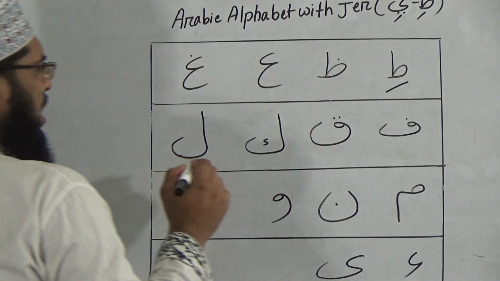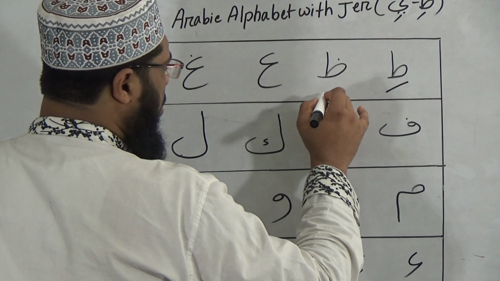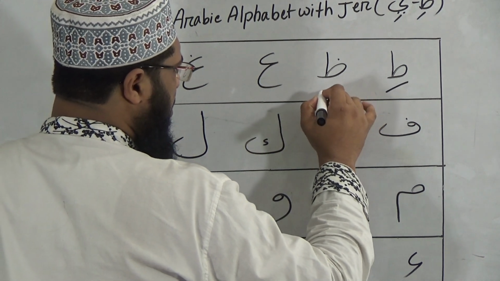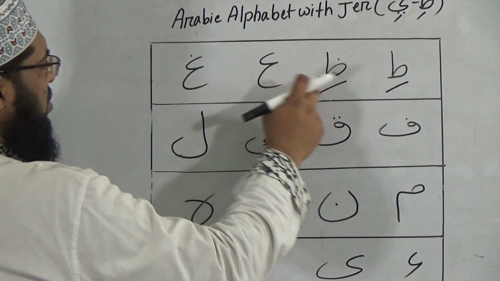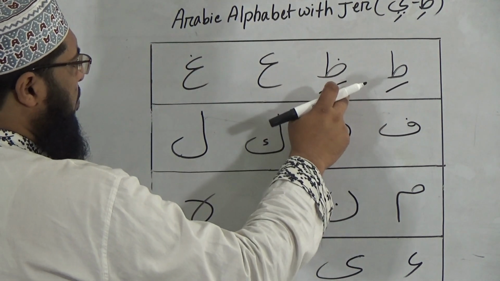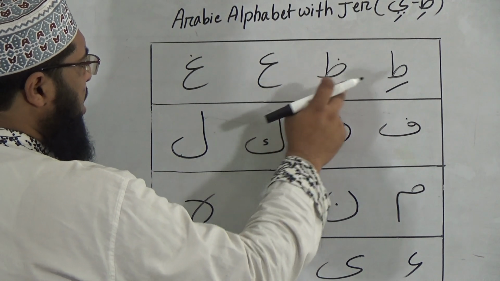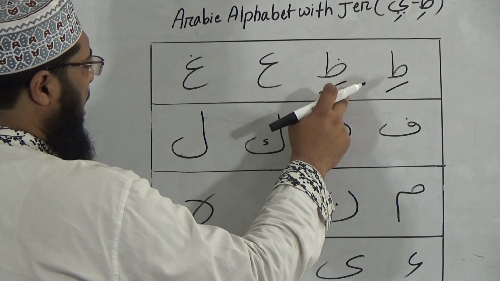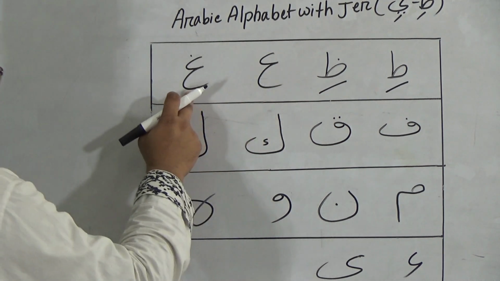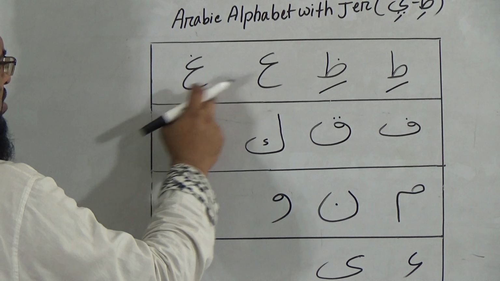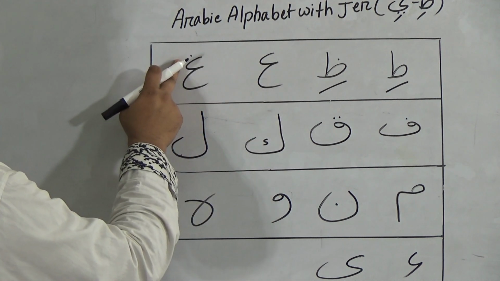Now I am putting a Zer under the Zua, and you have to pronounce this alphabet Zuadir, Zui, very softly. Now you know that this is Ain and this is Ghain. Ain and Ghain have the same shape, but Ghain has a dot.